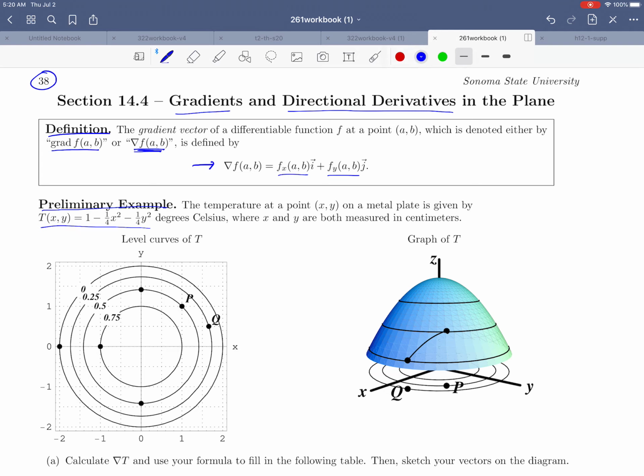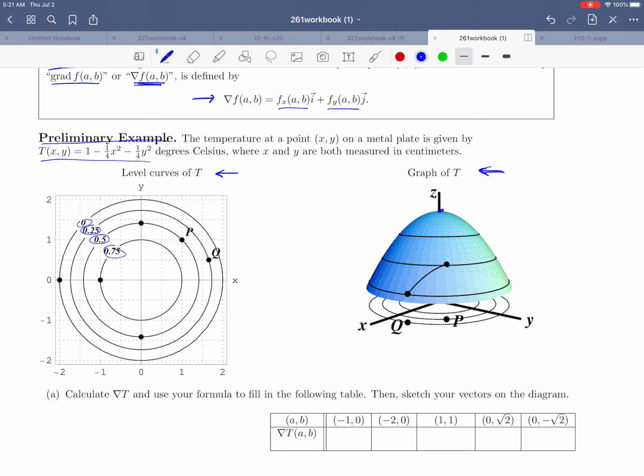Information about this function is being given to us in two forms, level curves and a graph. Notice from both of these pieces of information, we can see a little bit of qualitative information about how the temperature is behaving. The temperature is getting warmer as we move closer to the origin. You can see that in the graph as well, because our temperature function reaches a peak near the origin. So that's the setup.